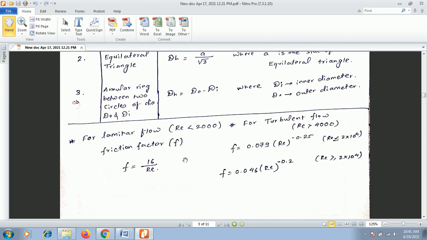So if the Reynolds number is less than 2000, it is considered to be a laminar flow, and if it is greater than 4000, it is considered to be a turbulent flow. In between 2000 to 4000, you have a transient flow. So the friction factor is calculated as 16 by Re in the case of laminar flow, while it is calculated as 0.079 Re raised to minus 0.25 in the case of turbulent flow.